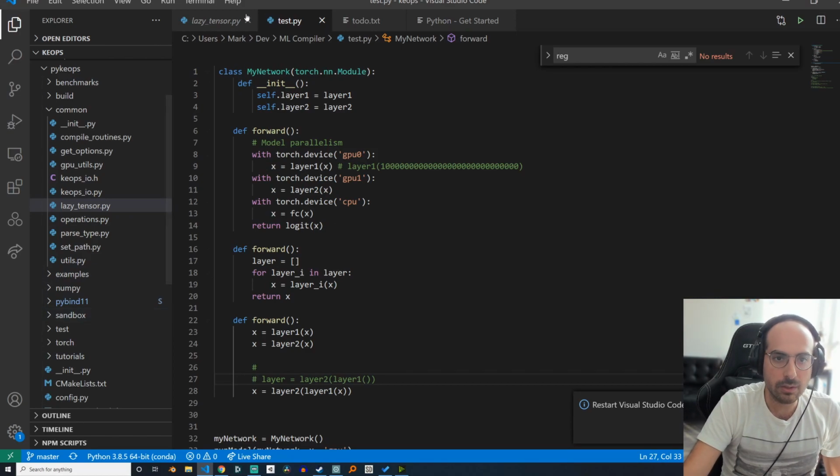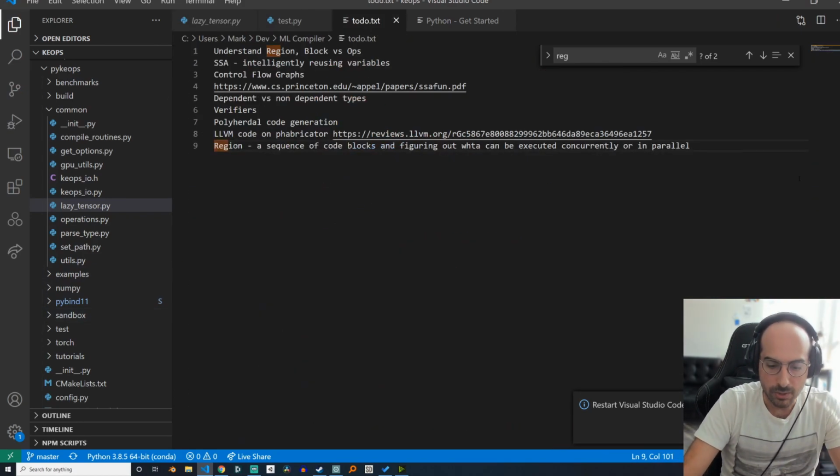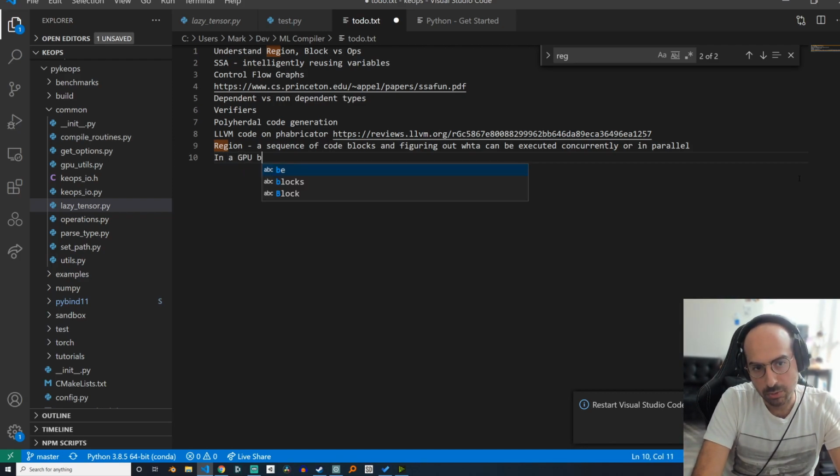I was going to write this note to myself. So it looks like basically in a GPU block, the number of threads is usually fixed.